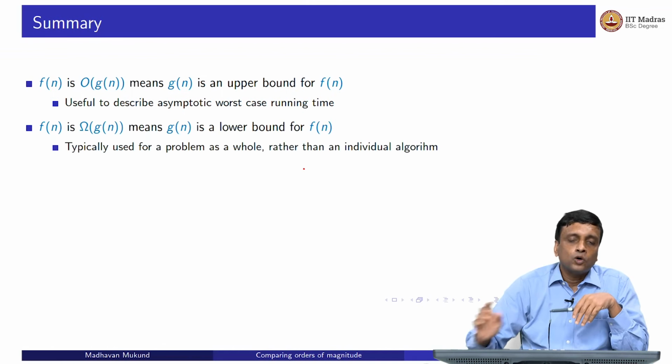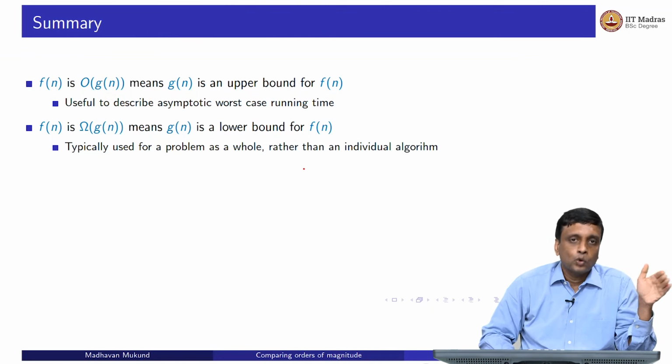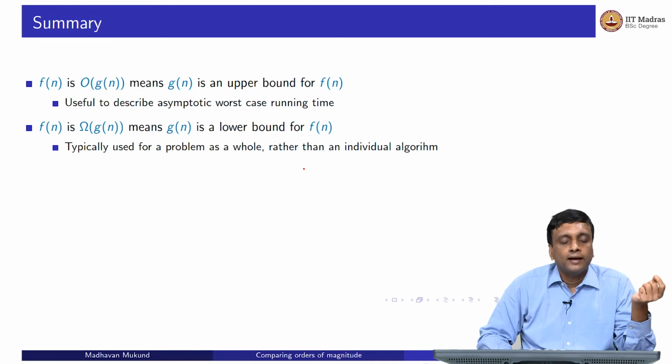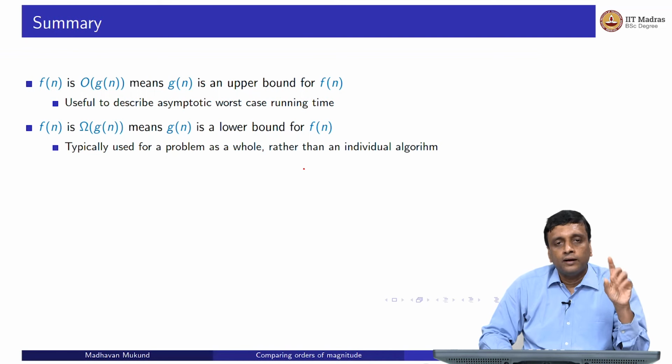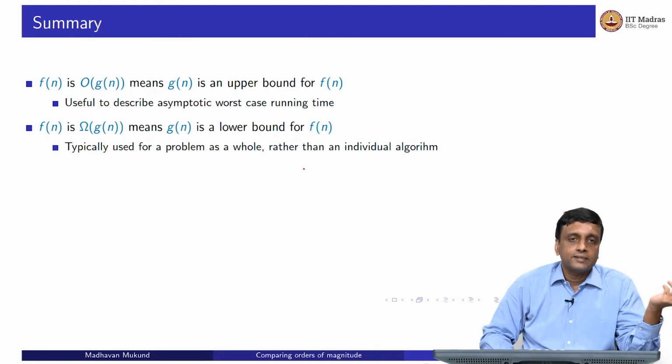For problems as a whole rather than individual algorithms, sometimes we would try to establish lower bounds. You must do at least so much work, no matter how you try to solve it. So it's not very useful to establish a lower bound for an algorithm individually, but for a problem as a whole, and this is given using omega. You just invert the condition. You say beyond a certain point, f is always bigger than c times g.